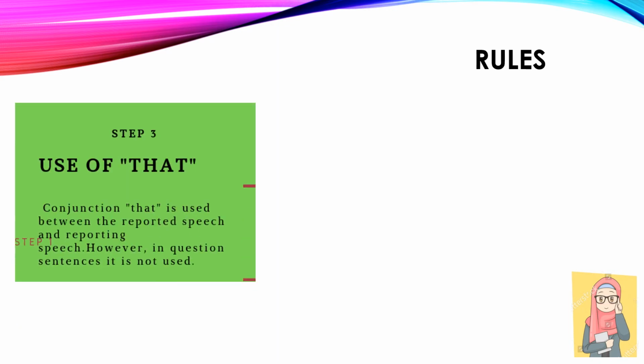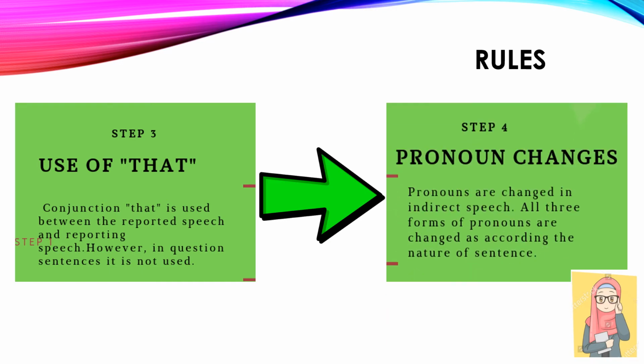The other rules. Step 3. Use of that. As I mentioned before, we're going to be using the conjunction that between the reported speech and reporting speech. However, in question sentences, it is not used. When we're converting a question into the other form, we usually do not use the word that. We use other forms like told, questioned, and so on, and in the upcoming slides we'll see what sort of reporting verbs will be used.